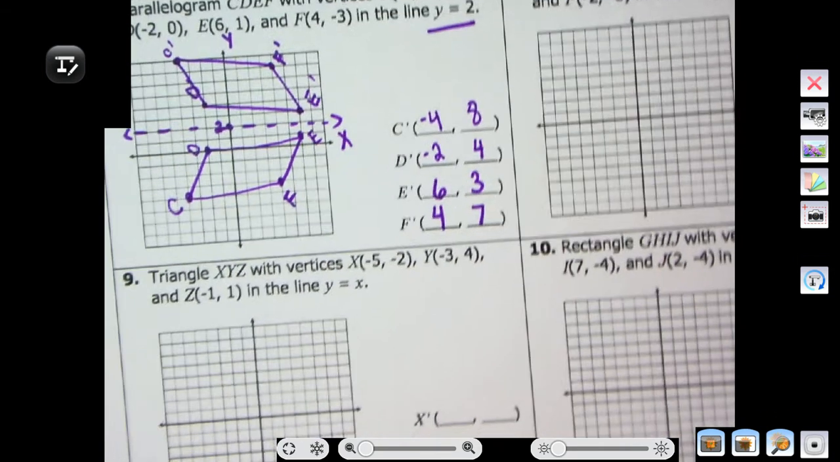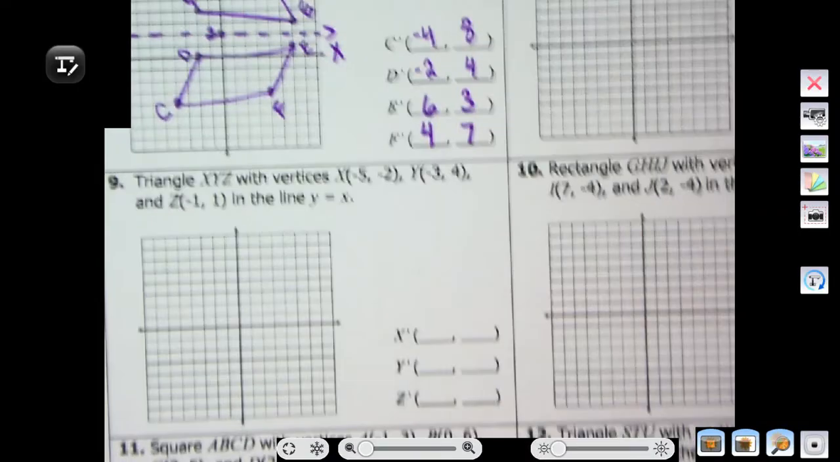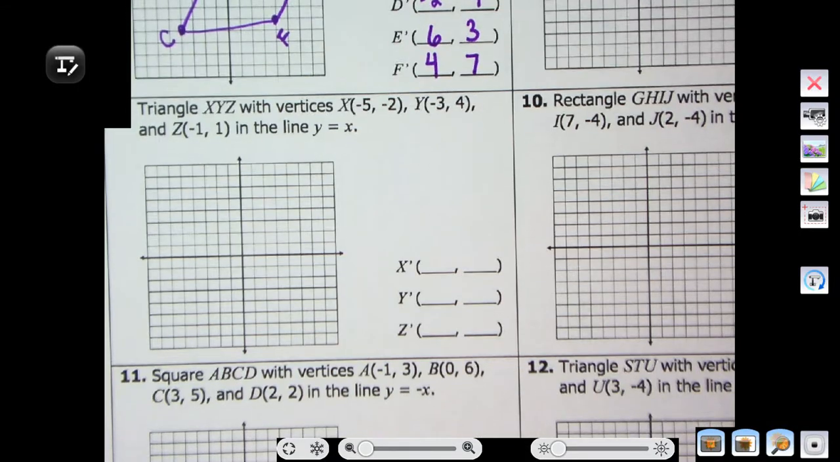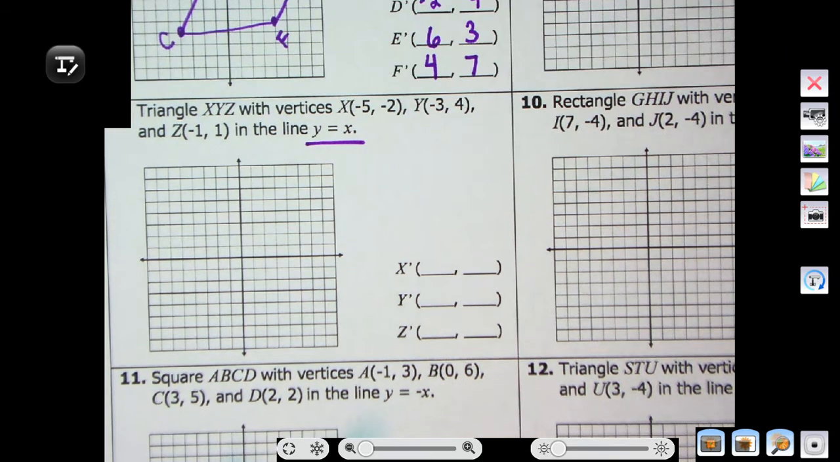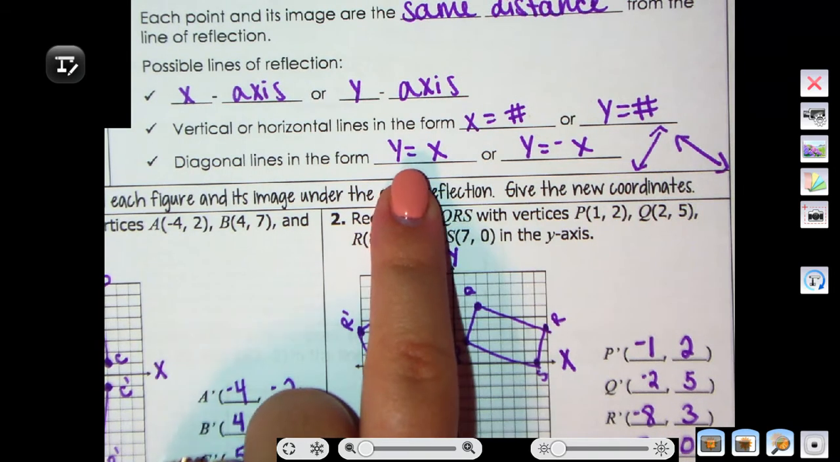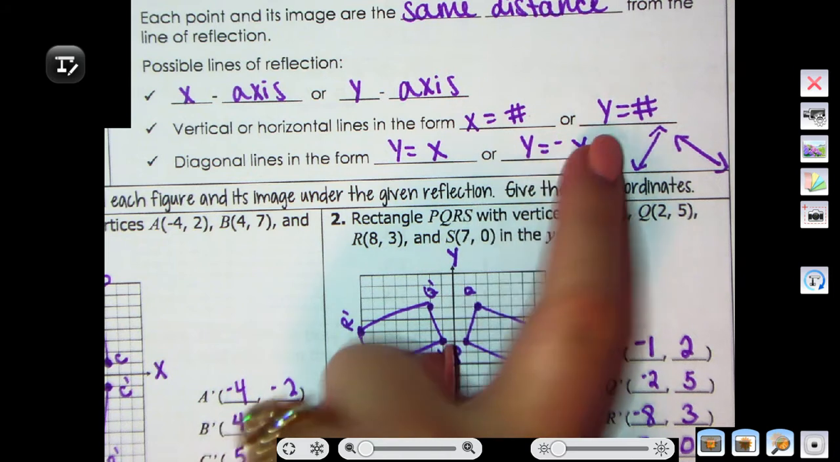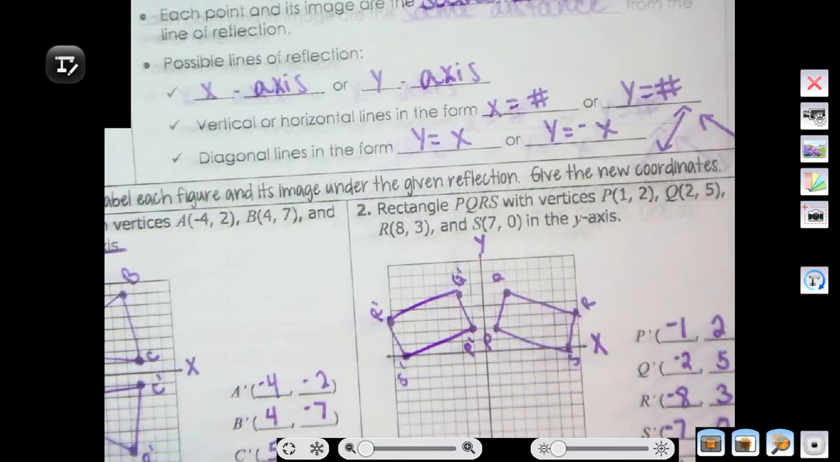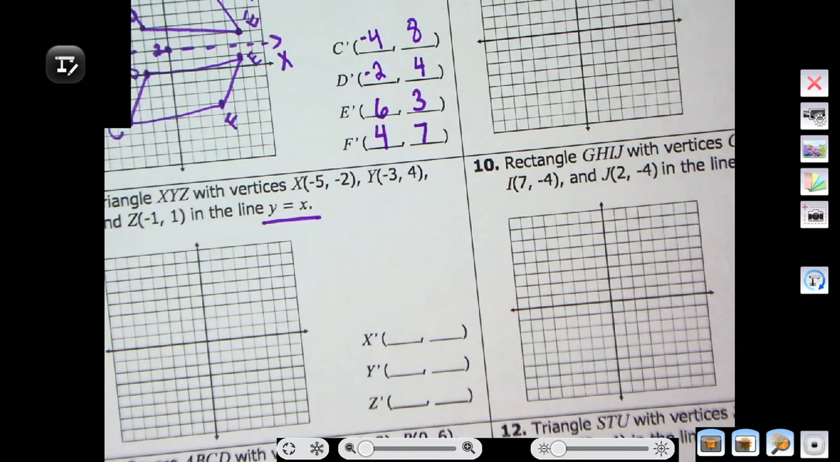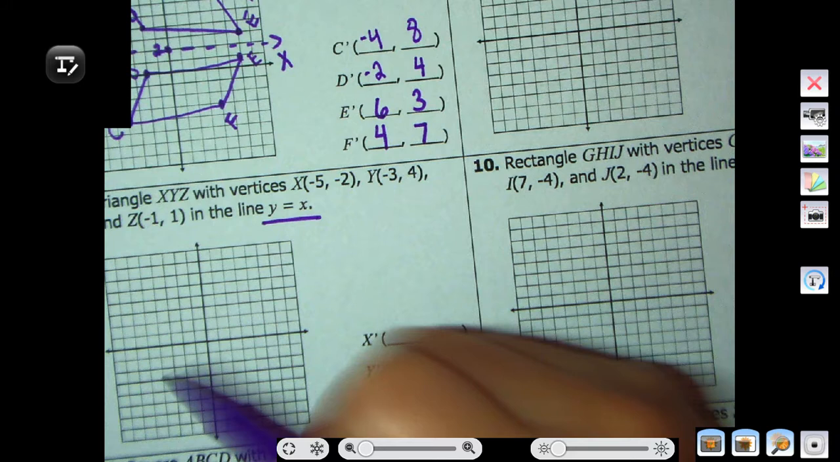And then let's look at number 9. Okay, so now I'm reflecting it over y equals x. So if you look at the front of your notes, this is our third option. So we did over x equals a number, y equals a number. Now we're going to do over a diagonal line, y equals x, and y equals negative x. So the line y equals x is going to be a diagonal line.